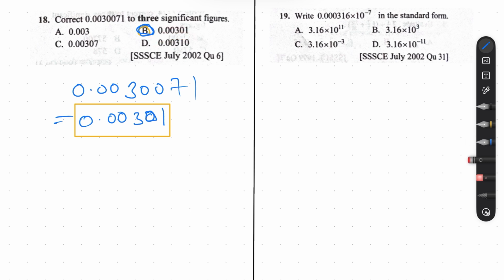Now, question 19 says, write 0.00316 times 10 to the power negative 7 in the standard form. And we know that in the standard form, we need to have A times 10 to the power something, B, right? And A cannot be equal to 0. So this is not a standard form. This written form here is not a standard form. So the decimal place needs to be in front of the first significant figure, right? So let's write that down.